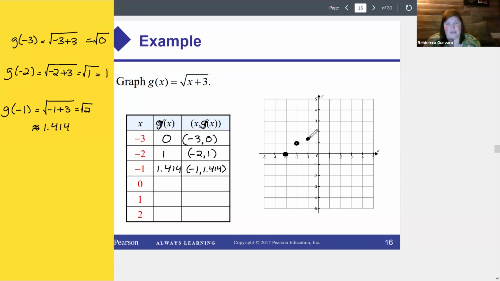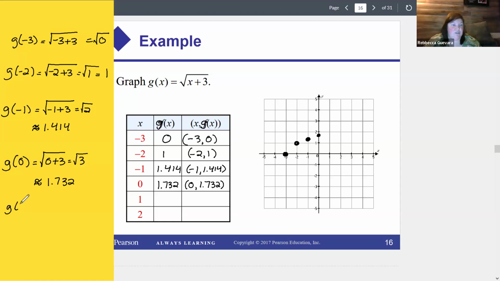Notice a little curve going on here. g of 0 is going to be 0 plus 3, so we're going to look at the square root of 3. I don't have the square root of 3 memorized, I don't use it as much. The square root of 3 is approximately 1.732. We're going to get a lot of decimals when we're trying to graph these. And that's roughly about here.